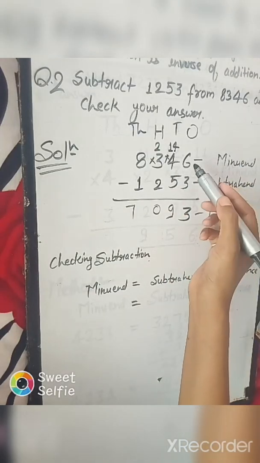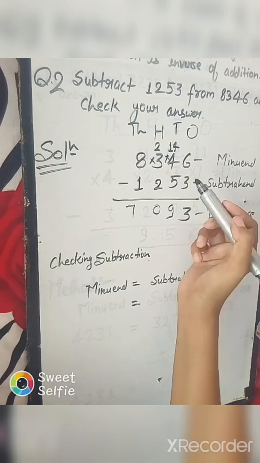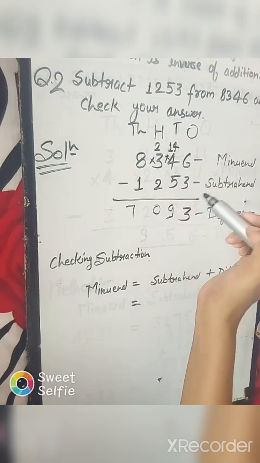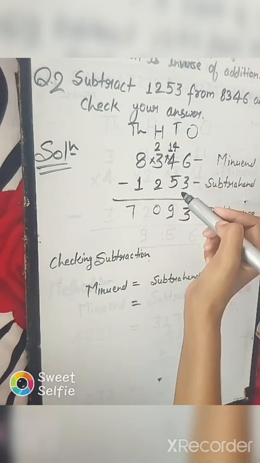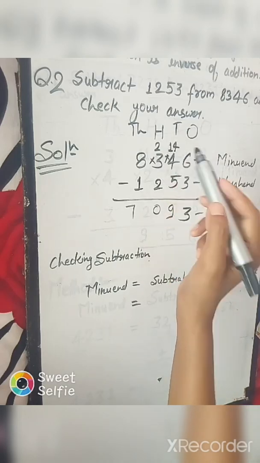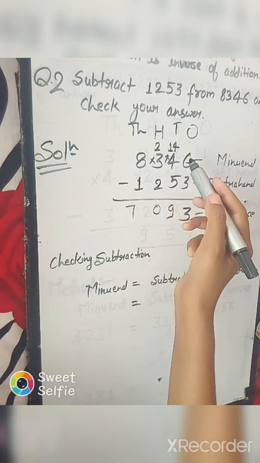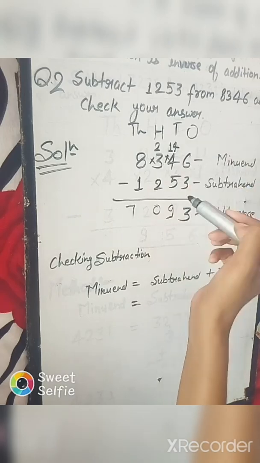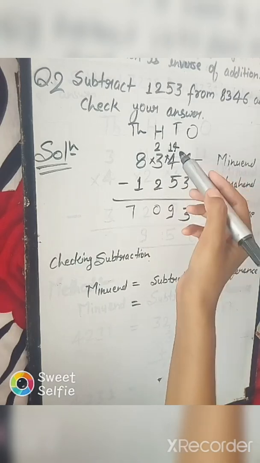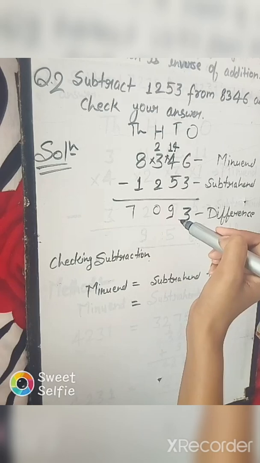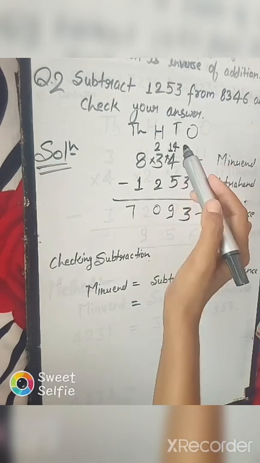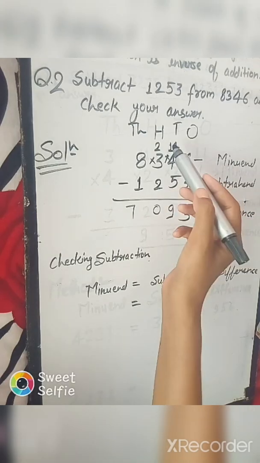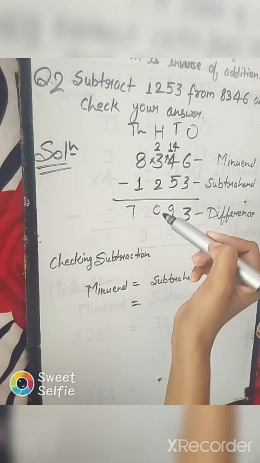So 6 minus 3 is 3, and again we have to subtract 5 tens from 4 tens. So we know it is not possible. So we will borrow from 100. When we will borrow from 100, it will be 14. So we will subtract 5 tens from 14. So 14 minus 5 is equal to 9. Again at hundreds place we have to subtract 200 from 200. So 2 minus 2 is equal to 0.